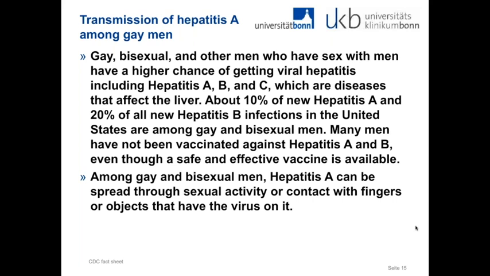So what about the transmission of hepatitis A among gay men? Well, gay, bisexual, and other men who have sex with men have a higher chance of getting viral hepatitis, including A, B, and C, which are diseases that affect the liver. About 10% of new hepatitis A and 20% of all new hepatitis B infections in the United States are among gay and bisexual men. And many men have not been vaccinated against hepatitis A and B, even though a safe and effective vaccine is available. And obviously, that prompts the question, why is that so?